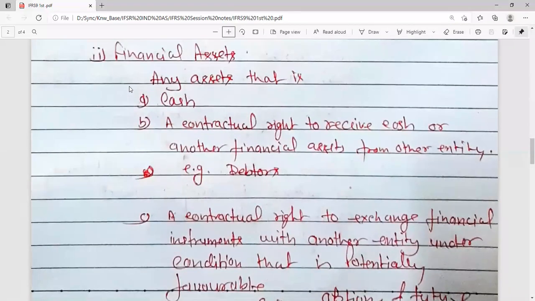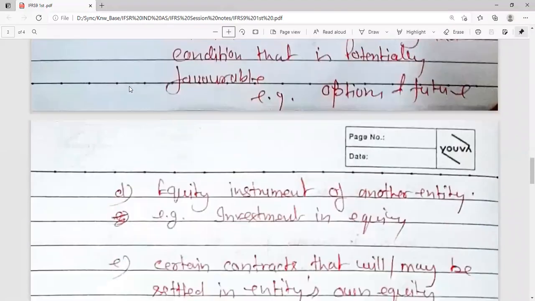Ravi, about this financial asset, the 5 points, it can be any one of them, right? Yes, any one of them. Okay.